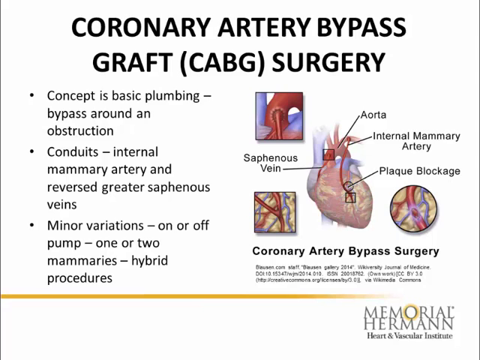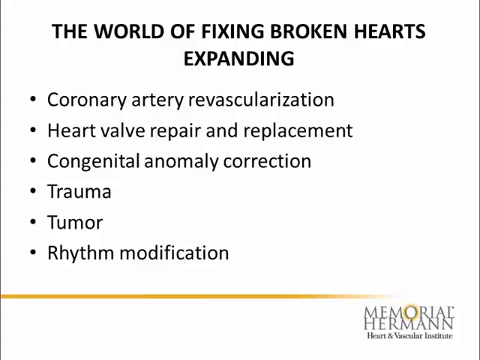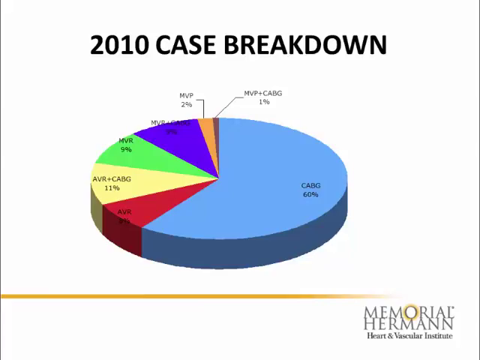Now, coronary artery bypass graft surgery is not the only operation that heart surgeons do. Obviously, we can operate on the heart valves and repair or replace those. Occasionally, there will be adult congenital problems that we will be fixing, trauma, tumor, and rhythm modification surgeries, atrial fibrillation, for example, are done. At Memorial Hermann Heart and Vascular Institute Southwest, this was a typical breakdown of our cases for the year. About 60% of our surgeries were coronary artery bypass graft surgery, with about 20% being mitral valve surgery, 20% being aortic valve surgery, and many of those having concomitant, or at the same time, coronary bypass graft surgery.